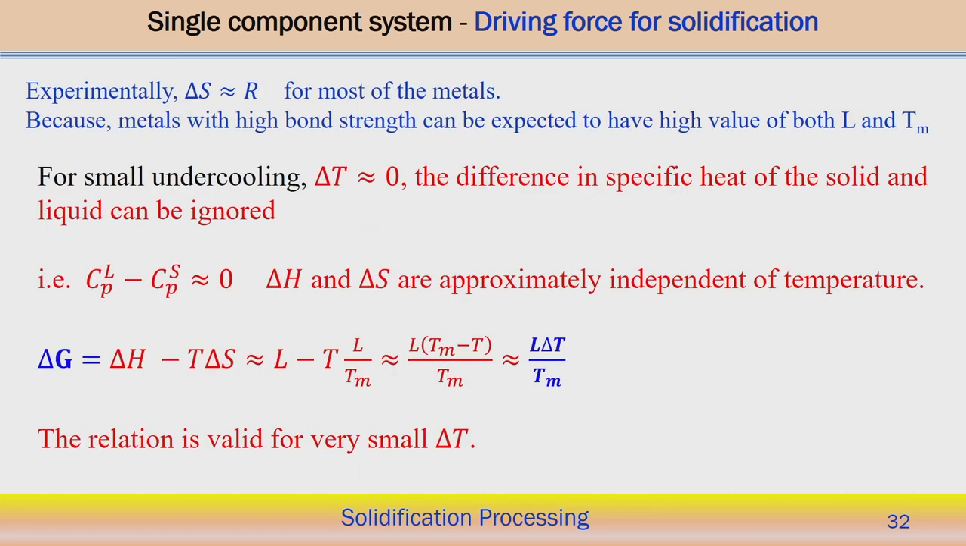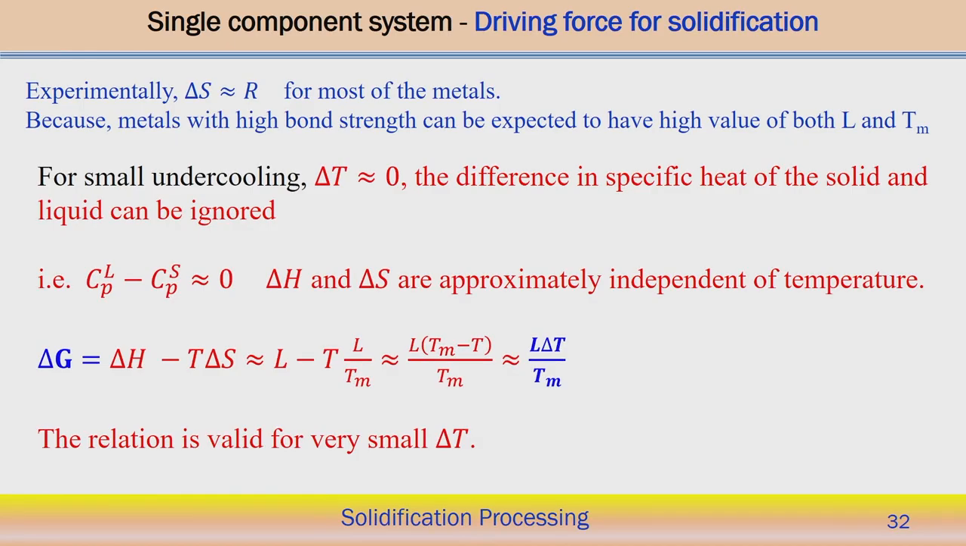Now, experimentally it was observed that delta S is approximately equivalent to the value of R for most metals. R is the characteristic gas constant. This is because metals with high bond strength can be expected to have very high values of both L and T_m. So roughly you can estimate delta S equal to R.